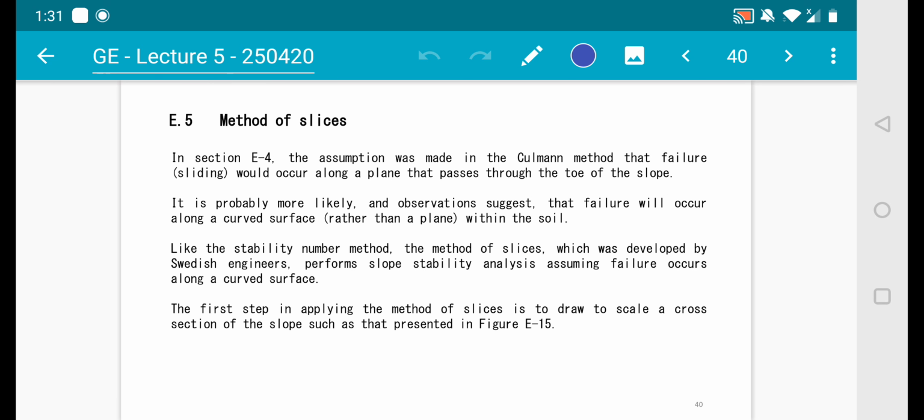We're going to stop here for part 1. So please do your design pad to understand more about the previous method before we move on to a more complicated method, which is E5, the method of slices.